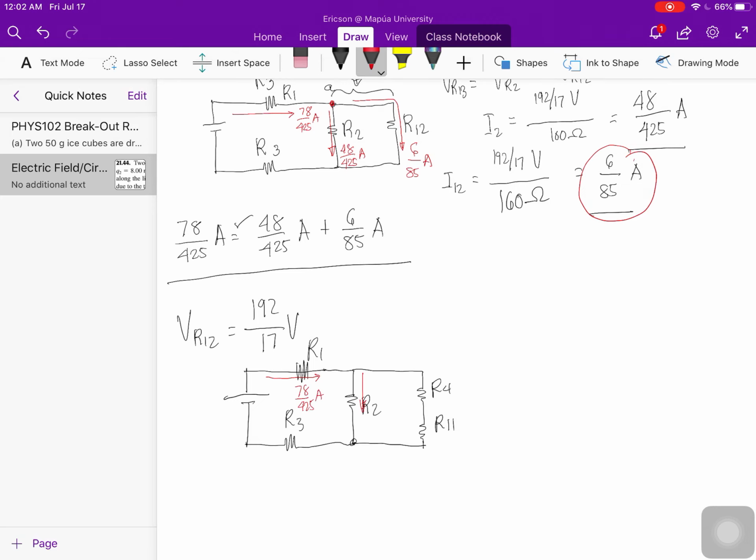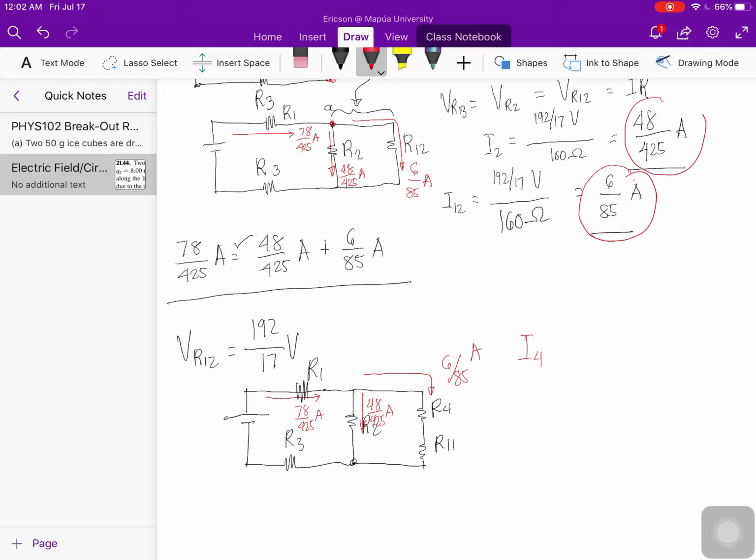amperes. Ito, R2 is 48 over 425 amperes. So, ito yung sa R12. So, equivalent nila, that's 6 over 85 amperes. So, we could now say that I4, ito I12 pala to. Ito yung I2, sorry. So, ang I4 ay equal sa 6 over 85 amperes kasi dadaan siya. So, ang I sa R11 is also equal to 6 over 85 amperes kasi nakaseries silang dalawa.